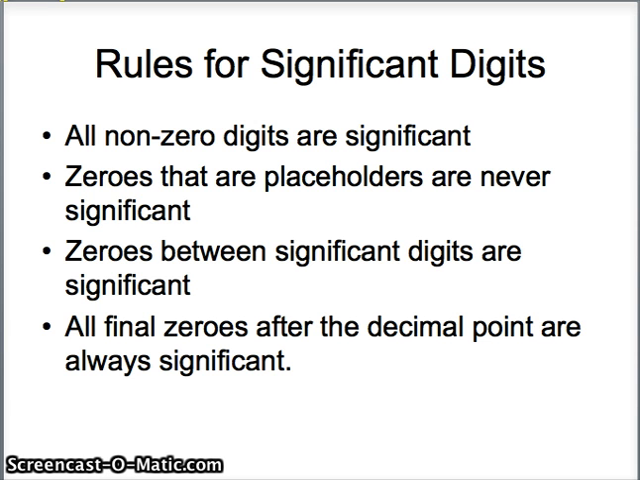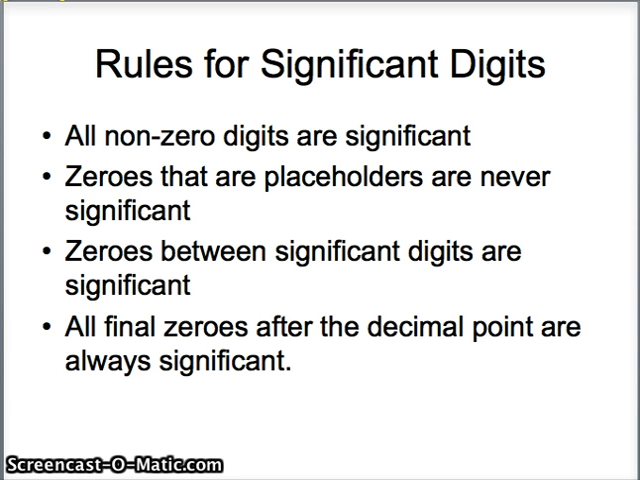Whenever you have a non-zero digit, that means any digit that's between 1 and 9, they're always significant. When you have zeros that are placeholders, they will never be significant. So if you have the number 100, the 2 zeros are placeholders and they are never significant. Now if you have zeros between significant digits, then those zeros are significant. As an example, 101, that 0 is between 2 significant digits, therefore it makes it significant.